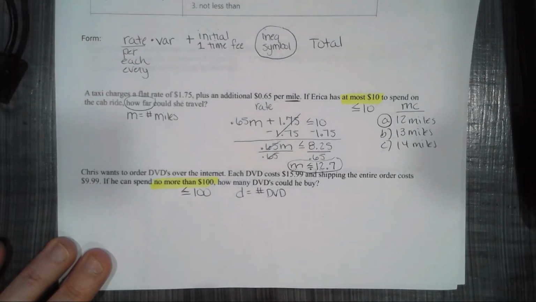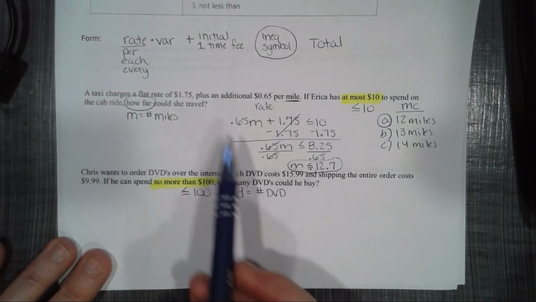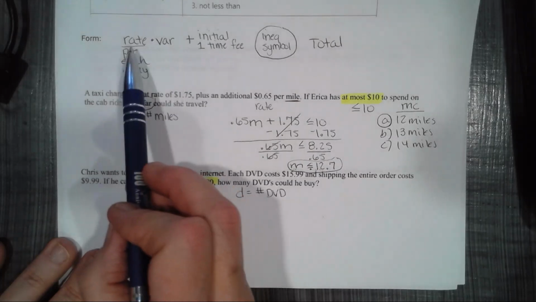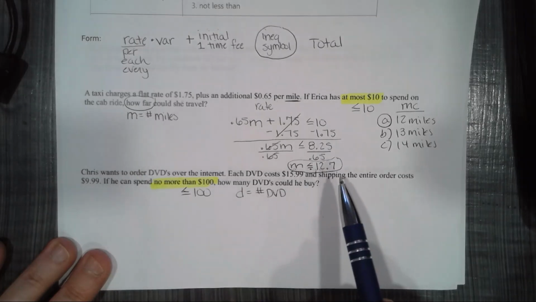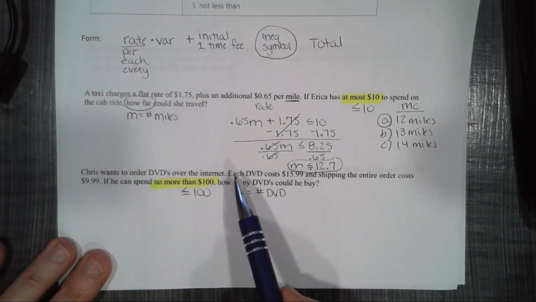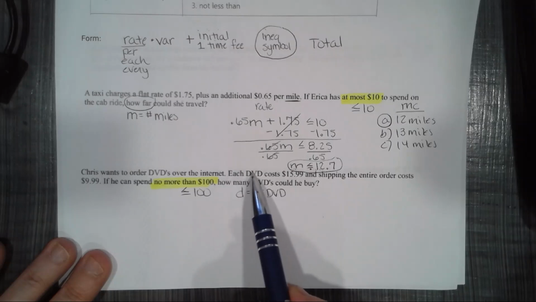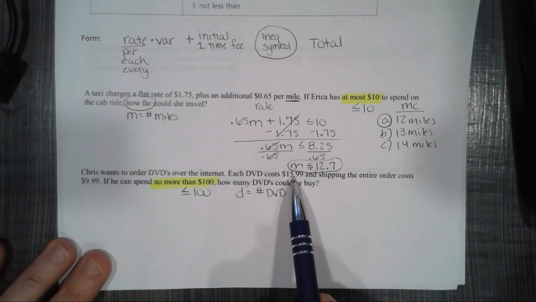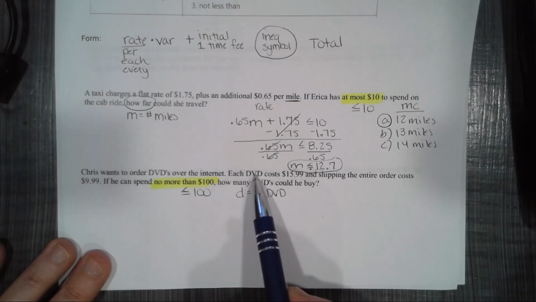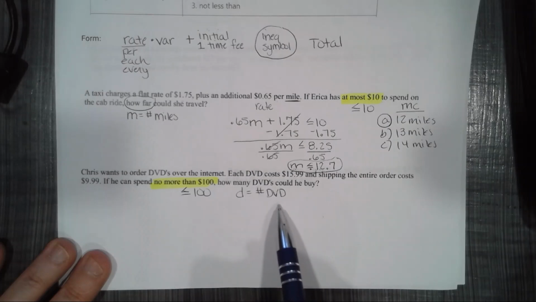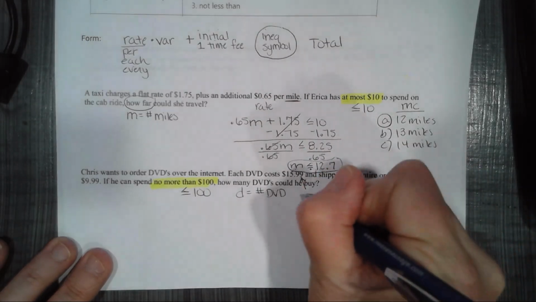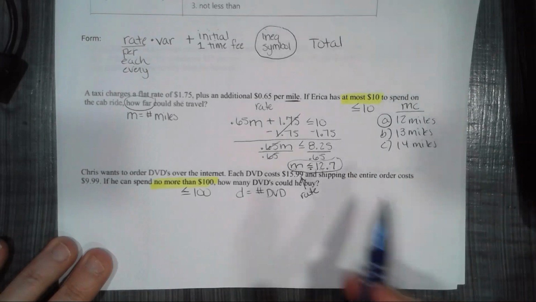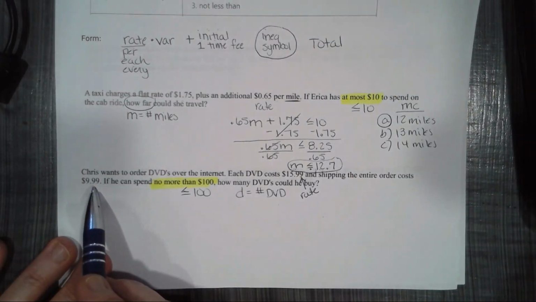Okay. Now that I've got my variable, remember my variable is associated with my rate. So we've got two numbers here. We've got $9.99, that's the shipping, and notice it says each DVD is $15.99. So y'all, this is your rate. It's $15.99 for each DVD. Each DVD goes with your variable. So this is your rate. And your one-time fee is $9.99 to pay for the shipping.